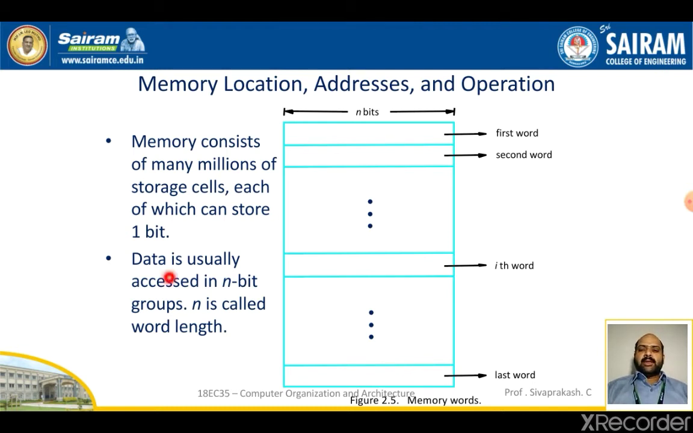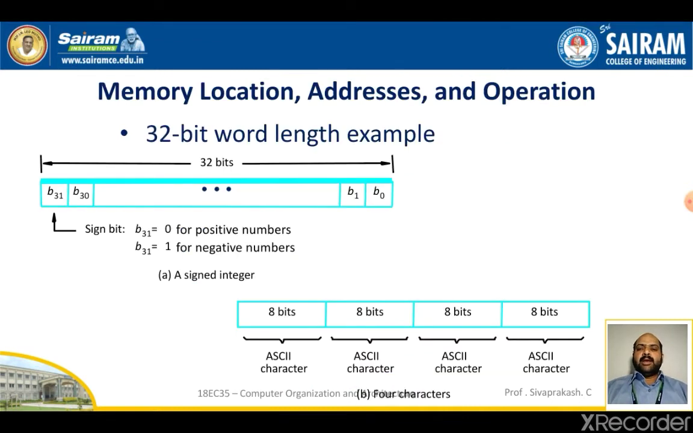As we are aware, the data is usually accessed in groups of n bits, and n is called the word length. Here the data are arranged in the form of first word, second word, like that, in particular locations. Let us see how this is represented with a small example. A 32 bit word length is taken as the example. Each and every bit is represented as B0, B1, B2, B3, like that.